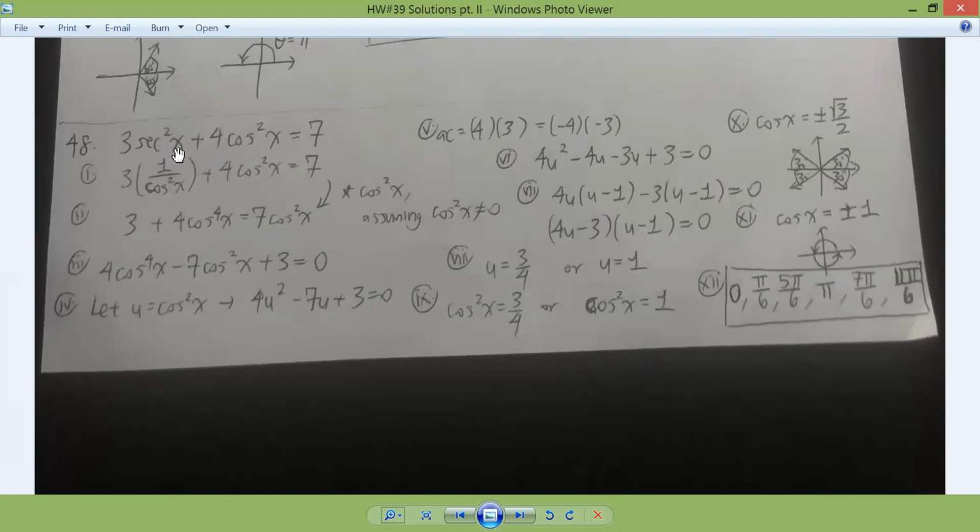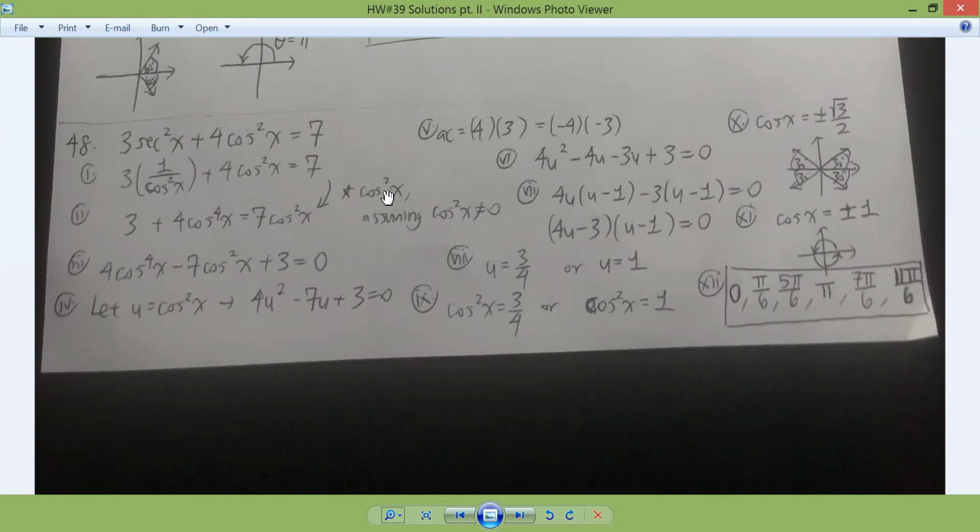Here we had 3 secant squared x plus 4 cosine squared x equals 7. And as you can see, we're going to come up with a way to factor this. So first thing I do is rewrite secant squared x as 1 over cosine, and then you square that, so you get 1 over cosine squared x. And then here I'm going to multiply everything by cosine squared x.